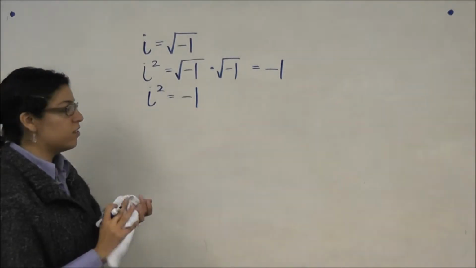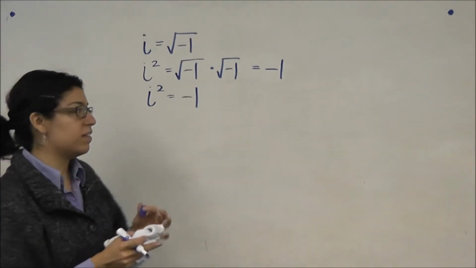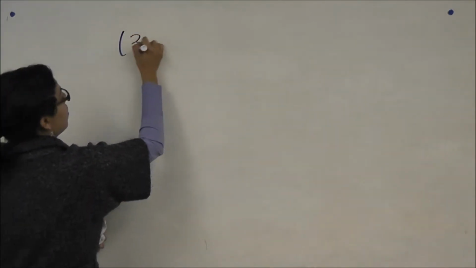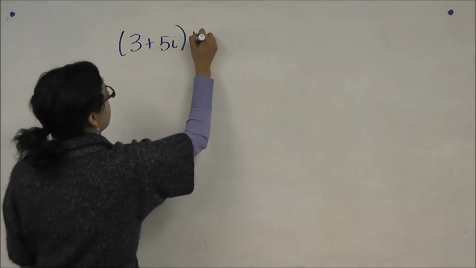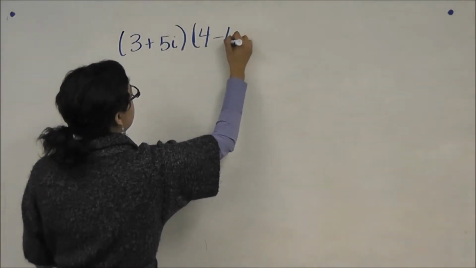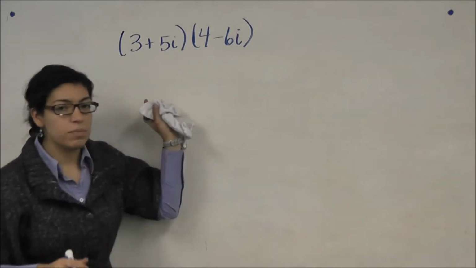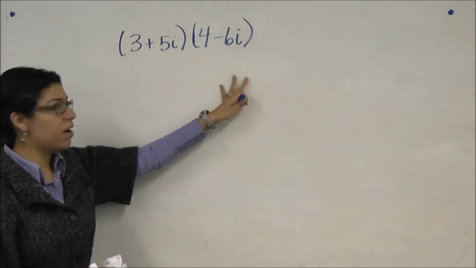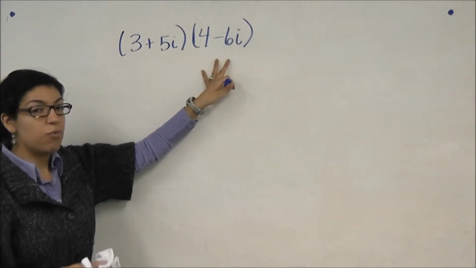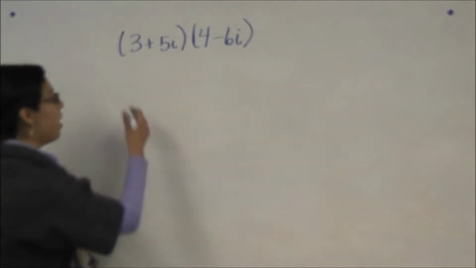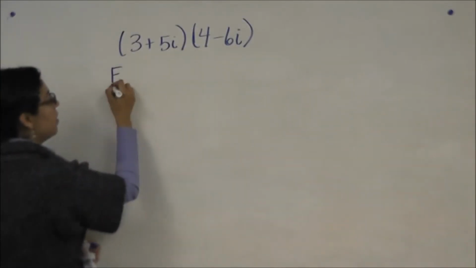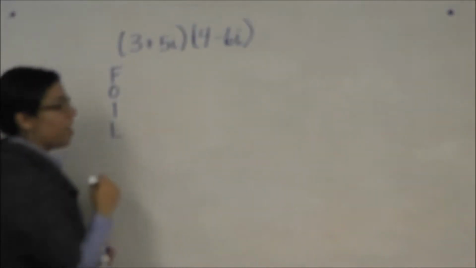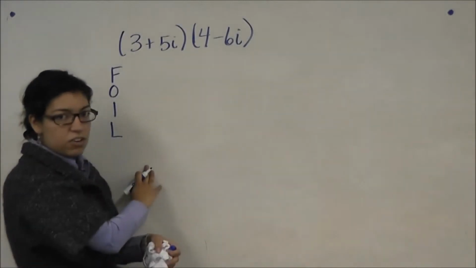This is going to be useful to us for our next skill, which is multiplying two complex numbers. So if I have the two complex numbers 3 plus 5i and 4 minus 6i, and I want to multiply them together, does this look familiar to you? This is just like multiplying two binomials together, and we typically use the method called FOIL to multiply two binomials. So that would be the first terms, the outside terms, the inside terms, and the last terms, and then we see if we can combine any like terms.